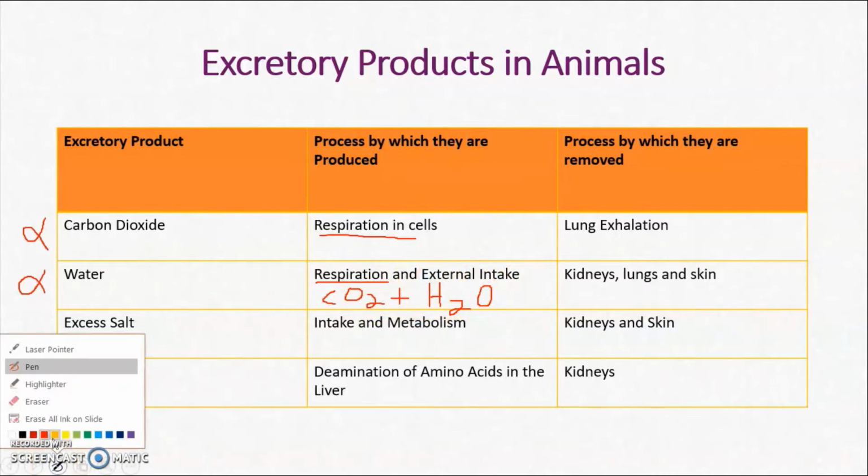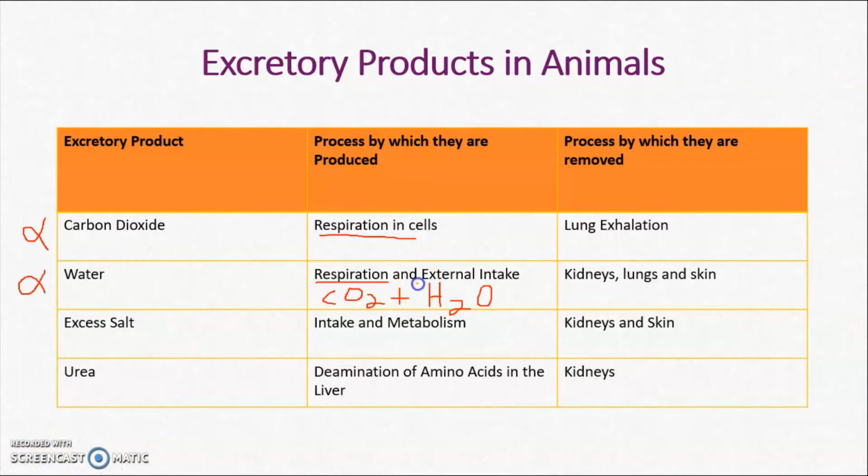Also, water is taken into the body through external intake. So for example, when you eat fruits and vegetables that contain water, you get water. When you drink pure water, or when you consume beverages that contain water, you take in water into the body. So that's the two means by which we get water into our body.